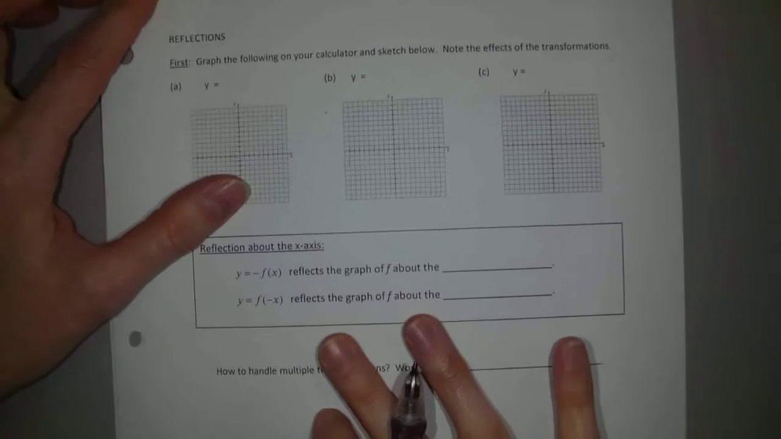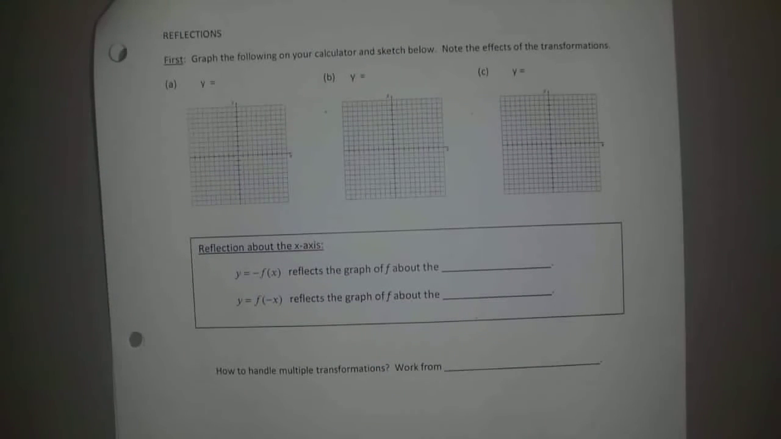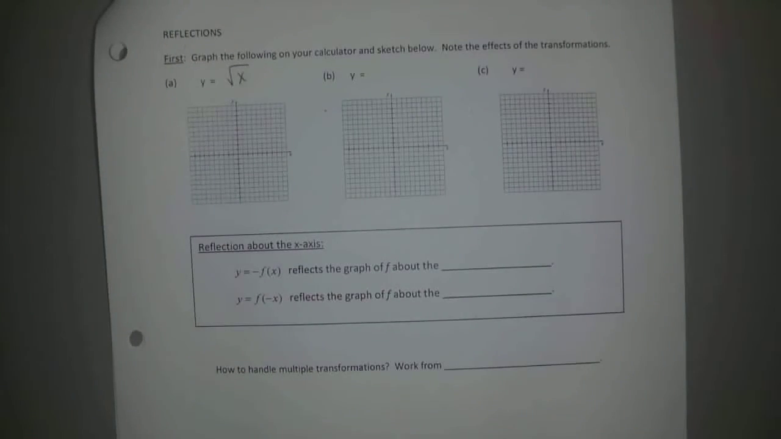So reflections is the very last idea, and all it means is what? We're going to flip it, and then we might flip it about the x-axis, we might flip it about the y-axis. We kind of saw that already yesterday when we talked about odd or even functions, okay? So instead of using x squared, watch out, I mixed it up a little bit, we're going to use the square root function of x on this example, okay?